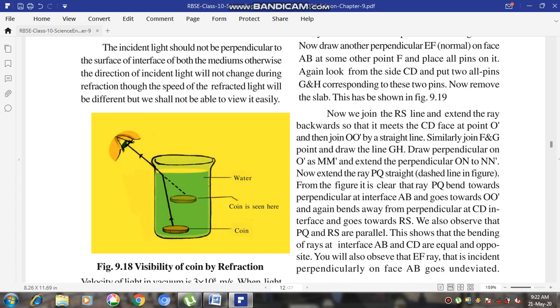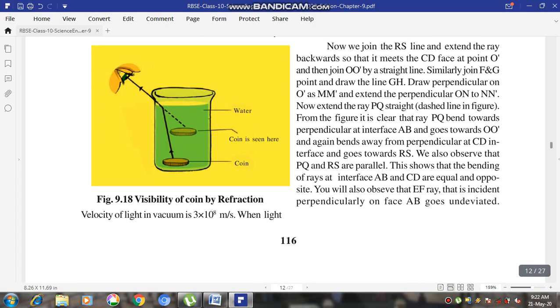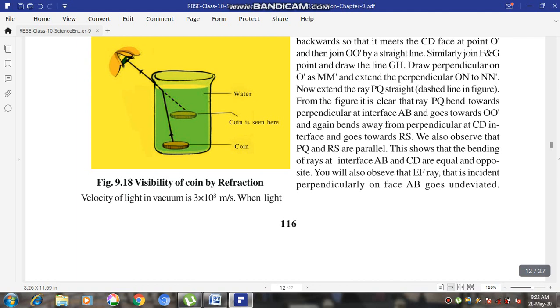But when we see from the exact upper side, at a 90-degree angle, it looks like the coin is beneath the surface. So that is the beauty of science and experimental science. The velocity of light in vacuum is 3 into 10 to the power 8. What is the velocity of light? The velocity of light is 3 into 10 to the power 8 meter per second.